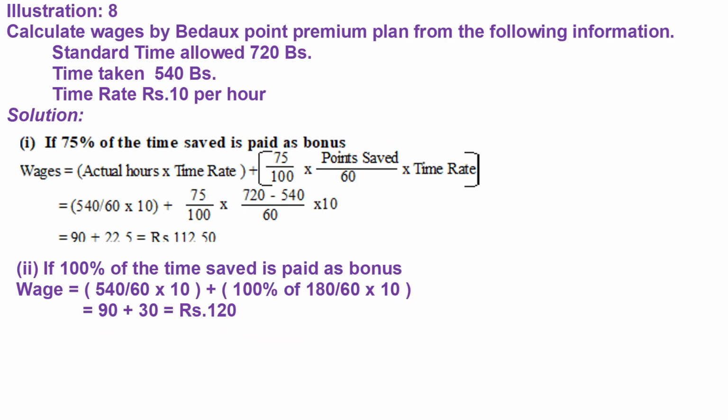Illustration 8. Calculate wages by Bedaux point premium plan from the following information. Standard time allowed 720 Bs. Time taken 540 Bs. Time rate 10 rupees per hour. Solution: 1 is presented here. 2. If 100% of the time saved is paid as bonus, wage equals 540/60 into 10 plus 100% of 180/60 into 10, equals 90 plus 30 equals 120 rupees.